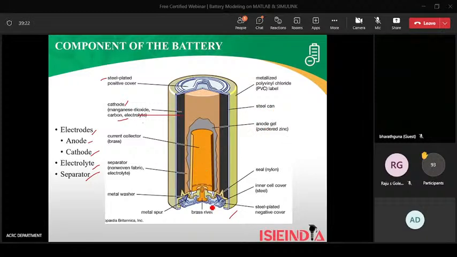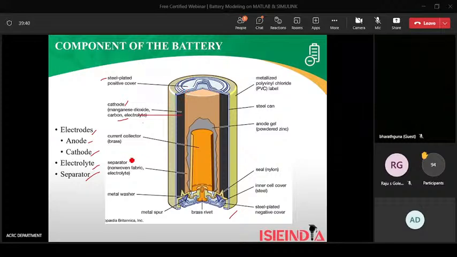We can see different parts of this battery. So this is the bottom part of this battery. So this is the entire inside construction of the battery.